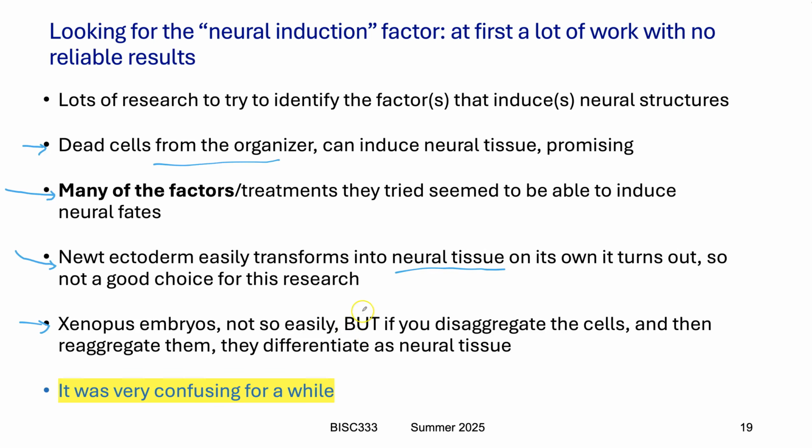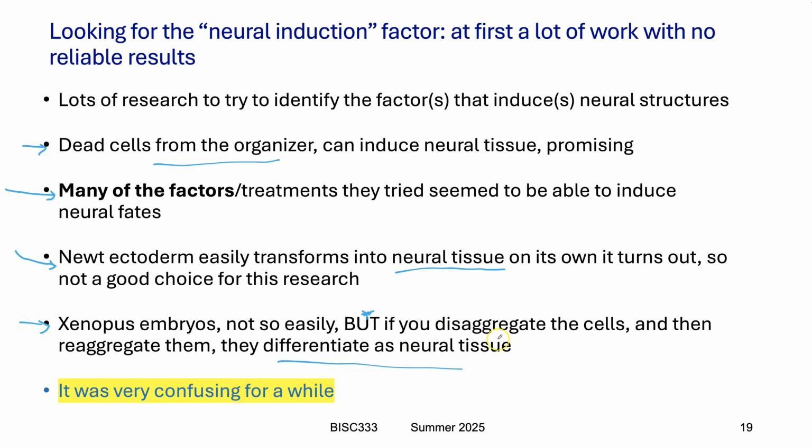But here's a key observation. They found that if you disaggregate the cells, so embryonic cells are quite sticky, there's lots of cell adhesion molecules holding them together, and there are ways of disrupting them without actually damaging the cells, so the cells are all separated from each other. And then if you withdraw that treatment, they will reaggregate, they'll stick back together. And if you do that, they will then differentiate as neural tissue.